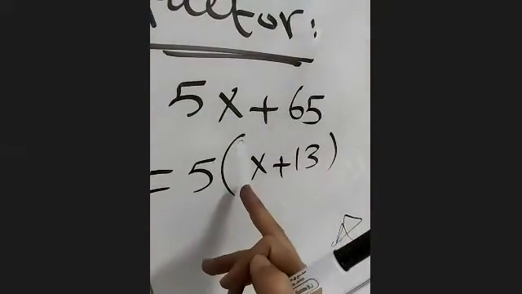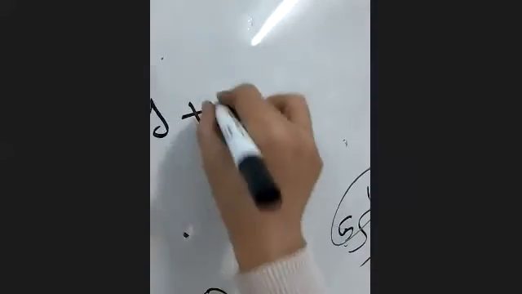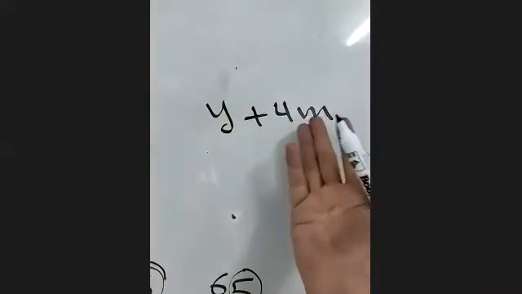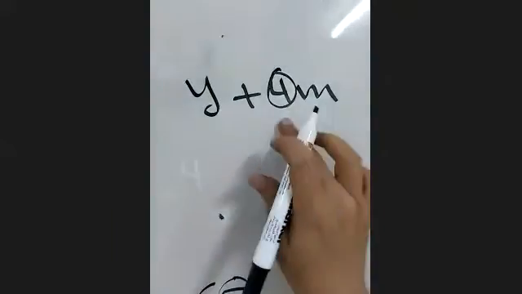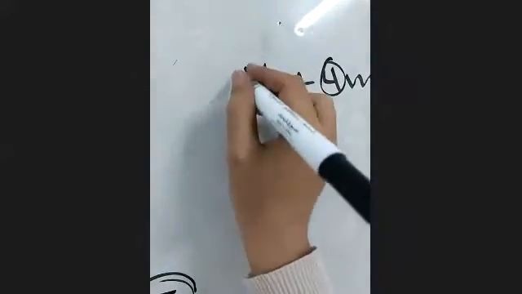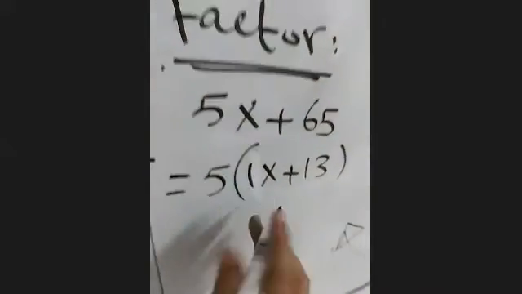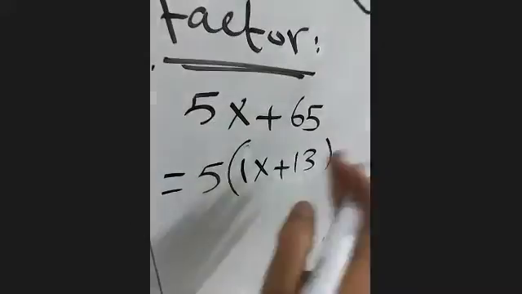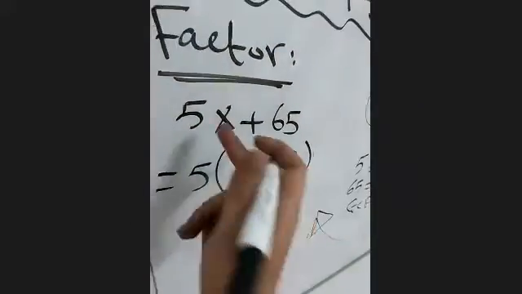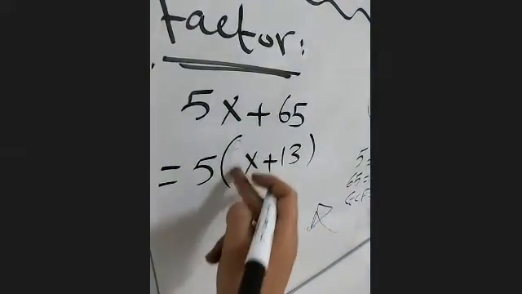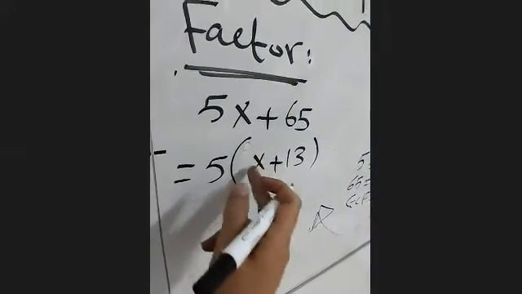If there's no number beside x, for example if we have y plus 4m, the coefficient of m is 4. We call it the coefficient. But here, what's the coefficient? Nothing. Nothing means 1. So the 1, no need to write it. Get used to not writing it. 5x divided by 5 is 1, and x comes down, 1x, no need to write the 1. Got it?